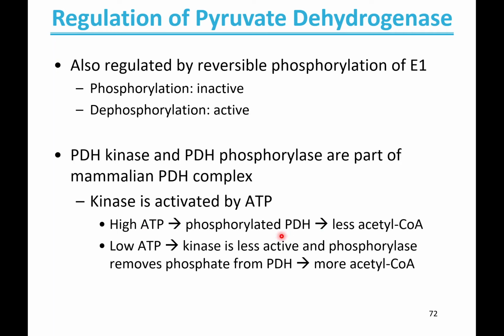When ATP levels are high, that means you have enough energy, so you want this turned off. So PDH is phosphorylated, right? The kinase is activated in high ATP, E1 is phosphorylated, and you get less production of acetyl-CoA. When there's low ATP, the kinase is less active, and the phosphatase removes the phosphate from E1, and then you get more acetyl-CoA production, which then goes to produce more ATP.